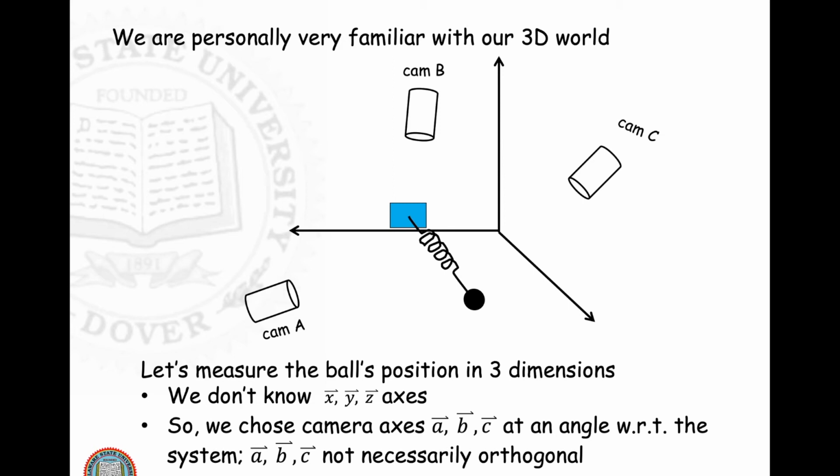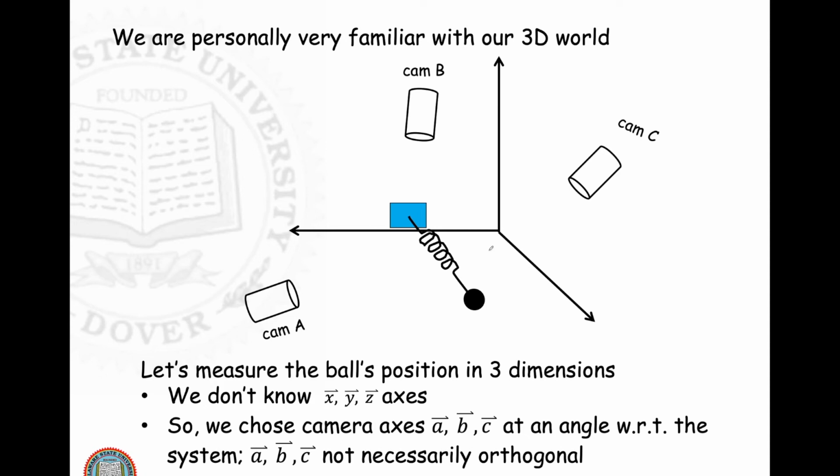So we choose camera axes representing the horizontal and vertical components in image coordinates for each of these cameras. For camera A, that's the A vector. Camera B, that's the B vector. Camera C, a C vector. Each one of these cameras is at some angle with respect to the system. Camera A is at some angle, camera B is at some angle, and camera C is at some angle. Due to perspective distortion, we're going to get a different view of the system's motion from the perspective of camera A, camera B, and camera C.